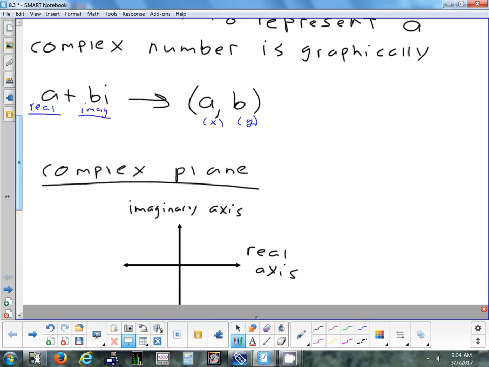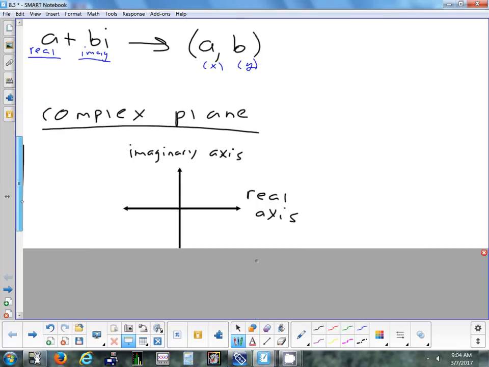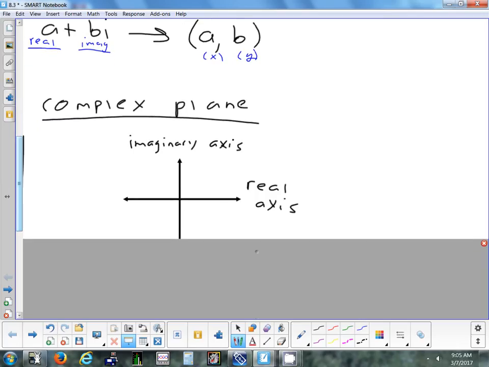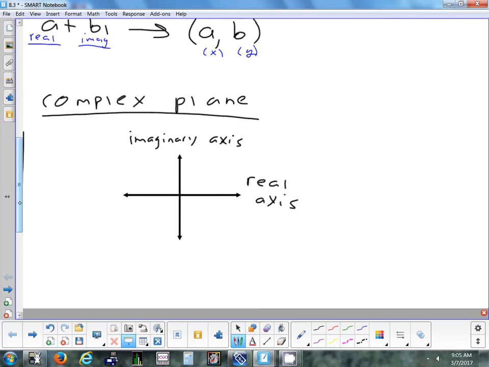Not something you can do on the graphing calculator the way it is. Maybe there's a program you could download to do it, but just the calculator itself cannot graph complex numbers. So any question on the complex plane?